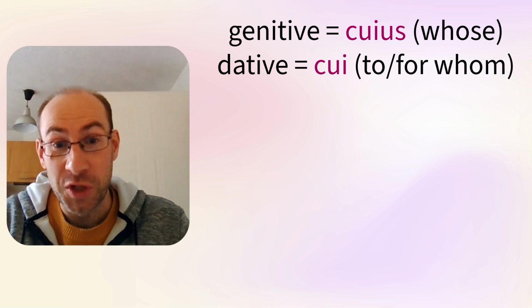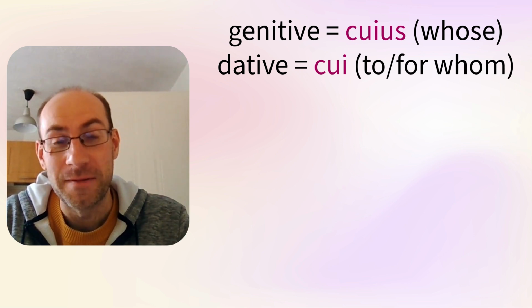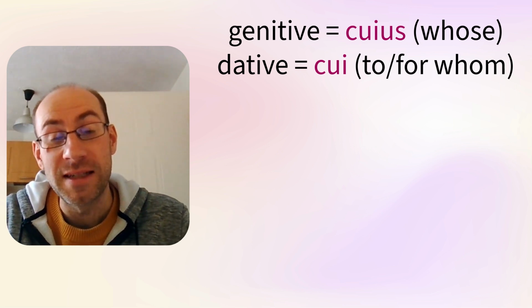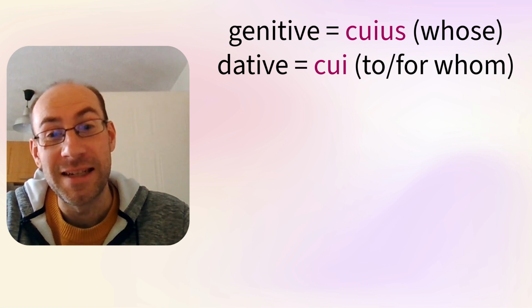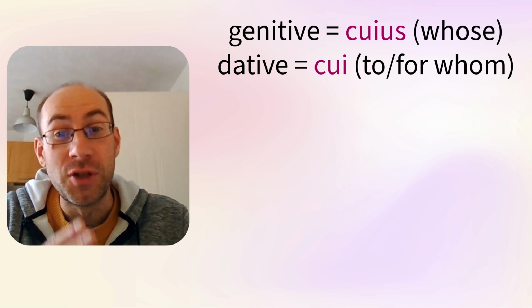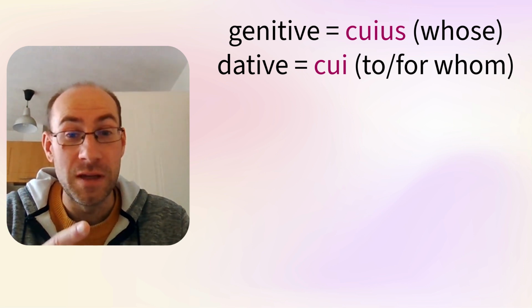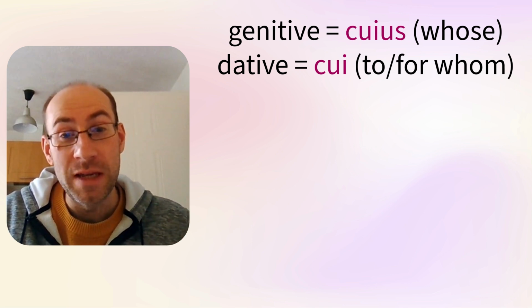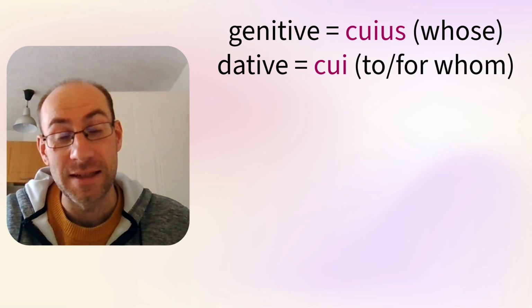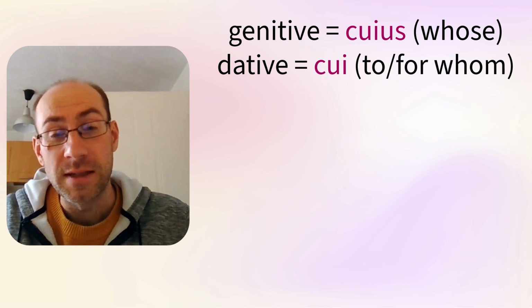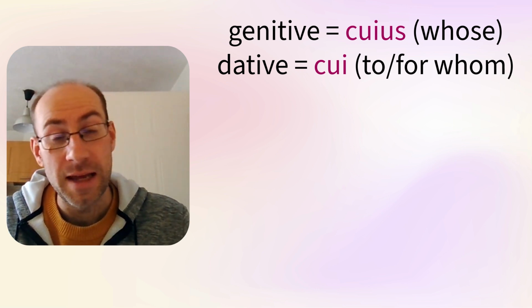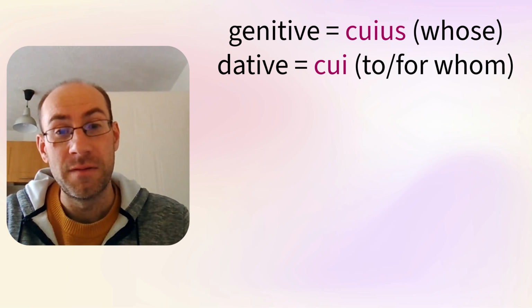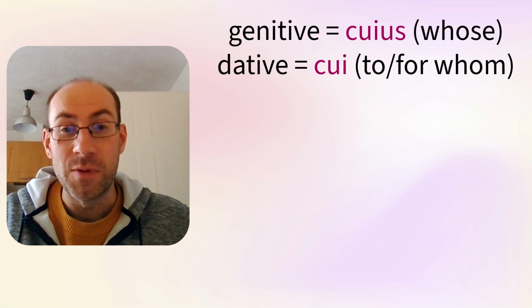Dare. Should we just conjugate that together, guys? Dare. Do, das, dat. Damus, datis, dant. It's first conjugation. I give, you give, he, she gives. Damus, we give. Datis, you guys give. Dant, they give. Dare, infinitive.